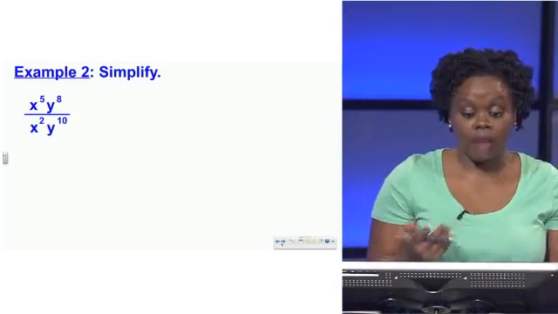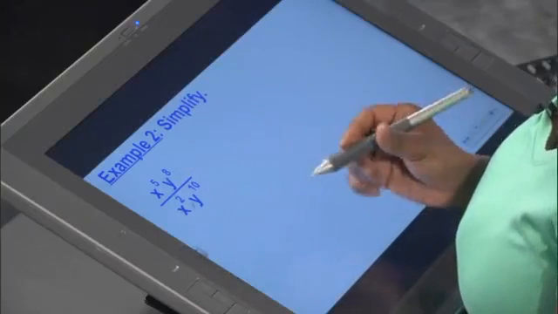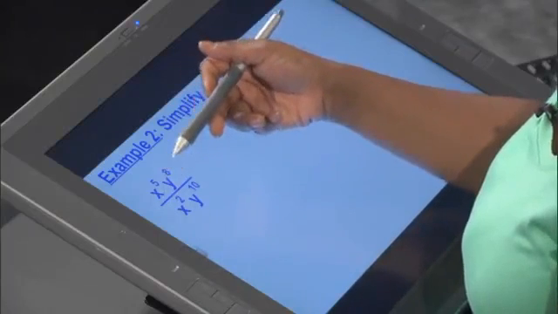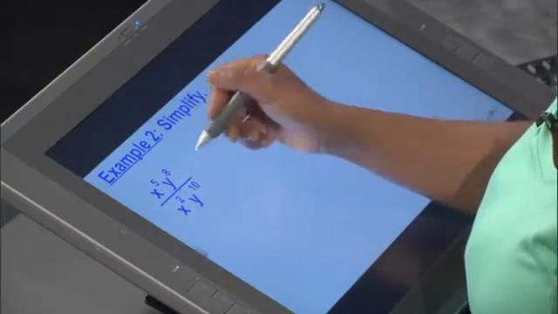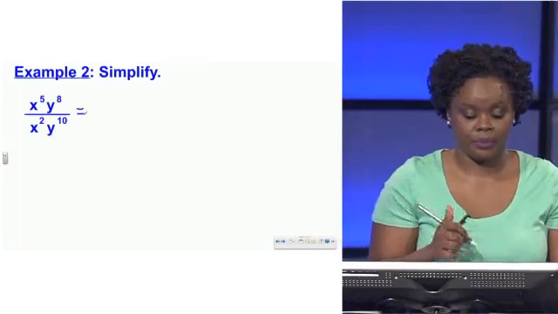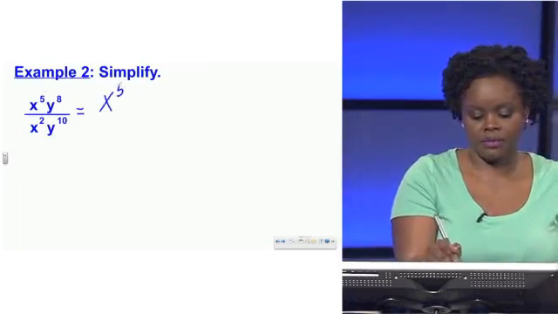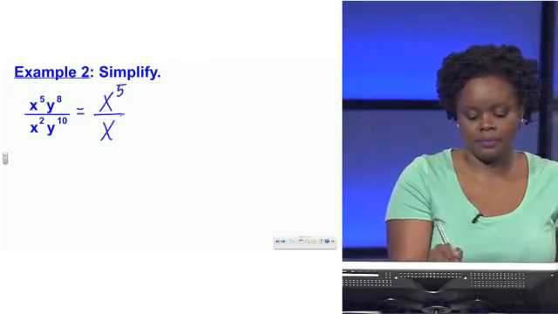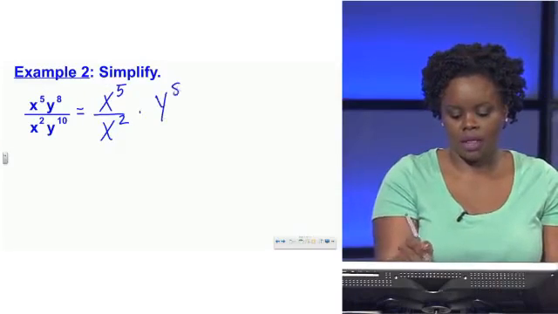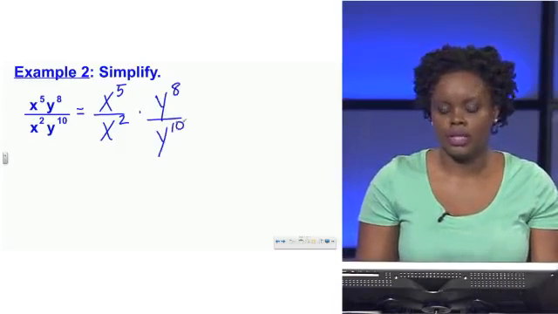So here, I see I have a quotient, and I have a product up top, and I'm dividing it by a product at the bottom. And I notice I have some of the same bases here. I have an x and a y up top, x and a y on the bottom. So I'm going to take that as my cue to group the like things together. I'm going to handle the x's first. I need x to the 5th over x squared. And then I'm going to multiply that by y to the 8th over y to the 10th. So I just broke it up to help me deal with it a little easier.